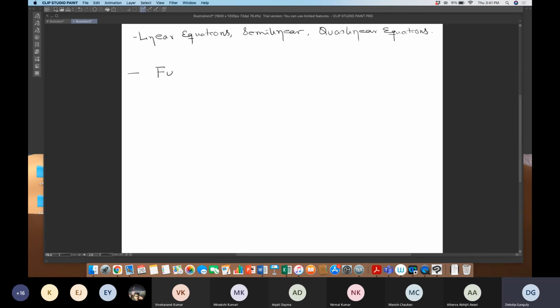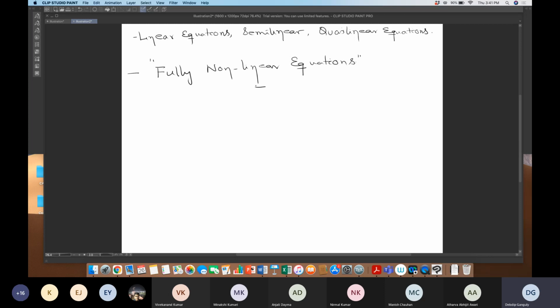Fully nonlinear equations. Today's class we will concentrate only on fully nonlinear equations. In practice, fully nonlinear equations are very difficult to study. Of course, for our case, we will just take a simple problem and get some knowledge on it. But as a research topic, fully nonlinear equations are very hard to study. Anyway, for us this is not a very difficult one.